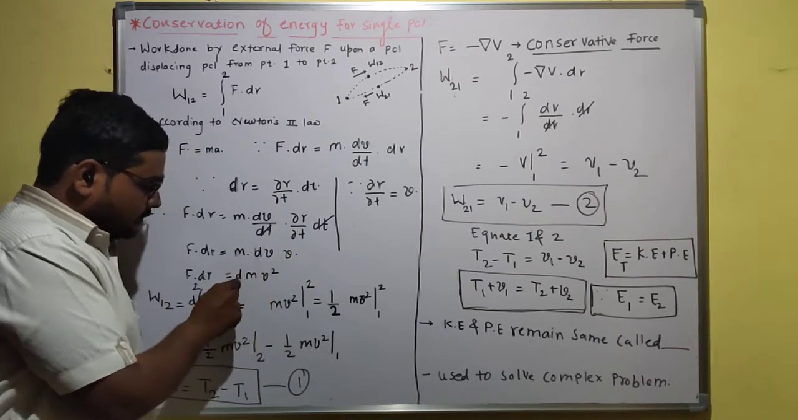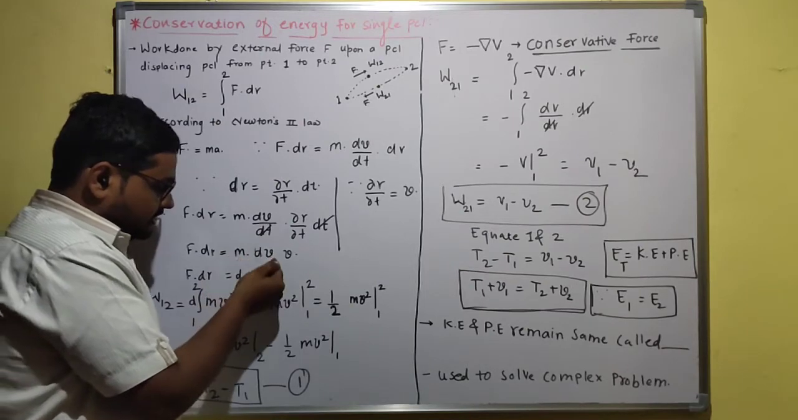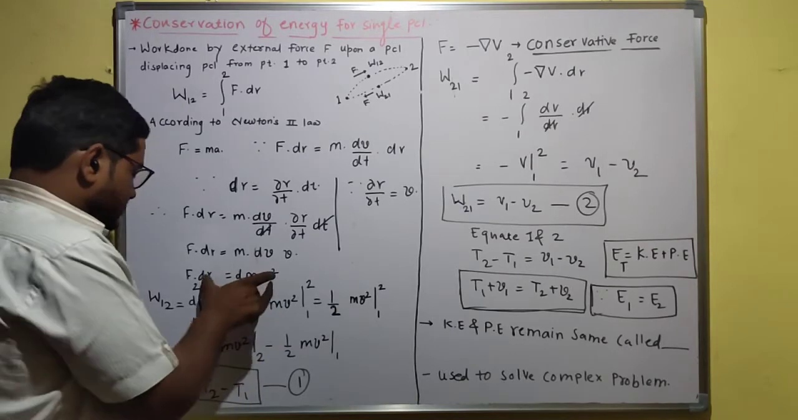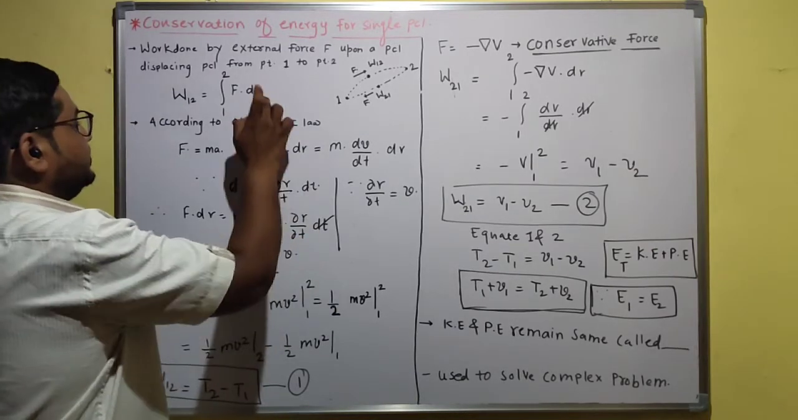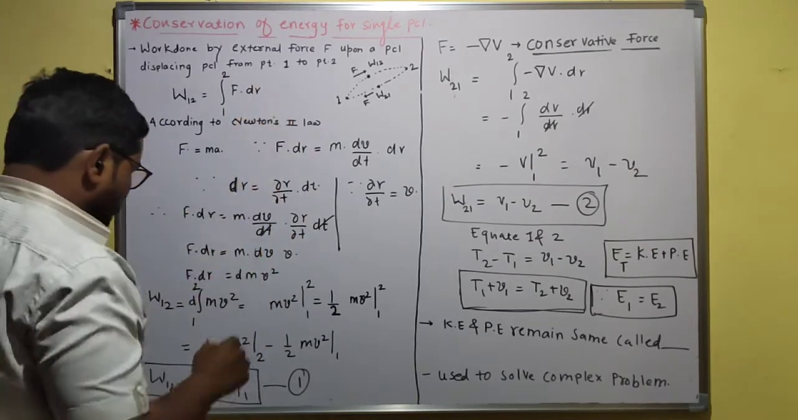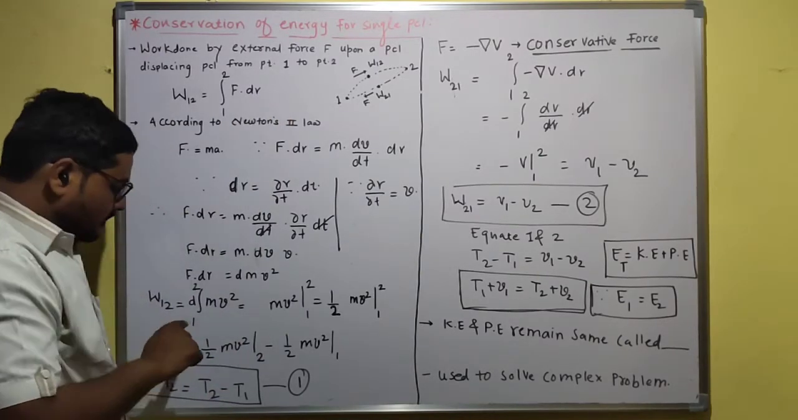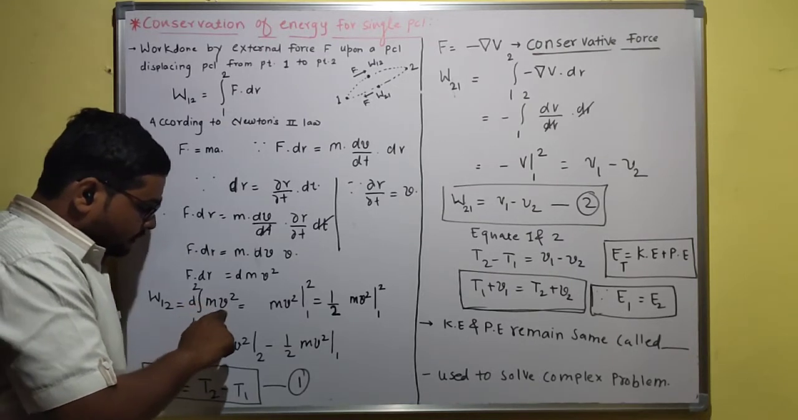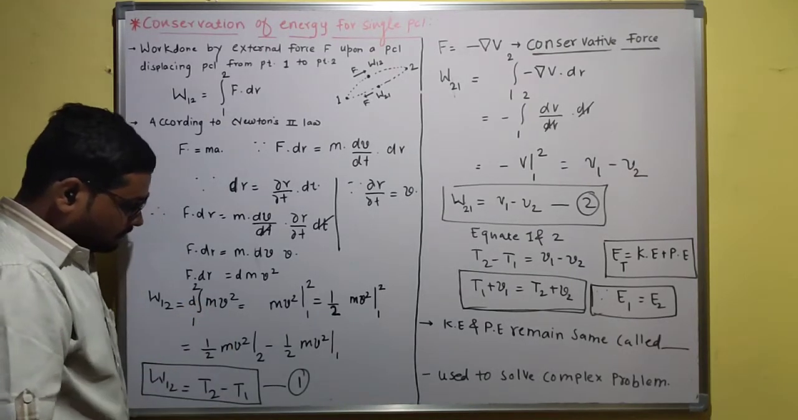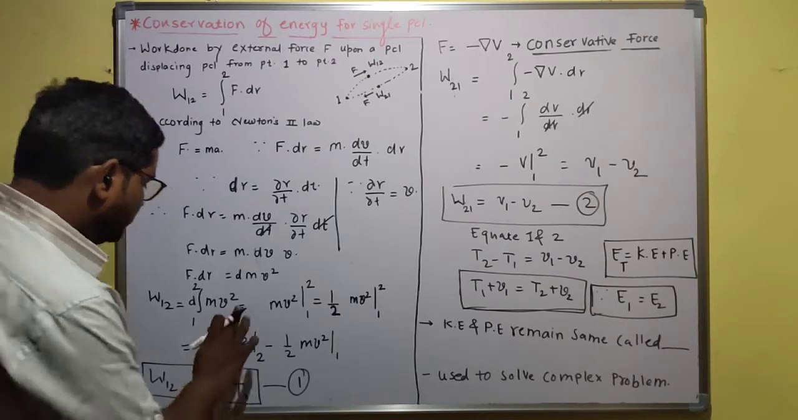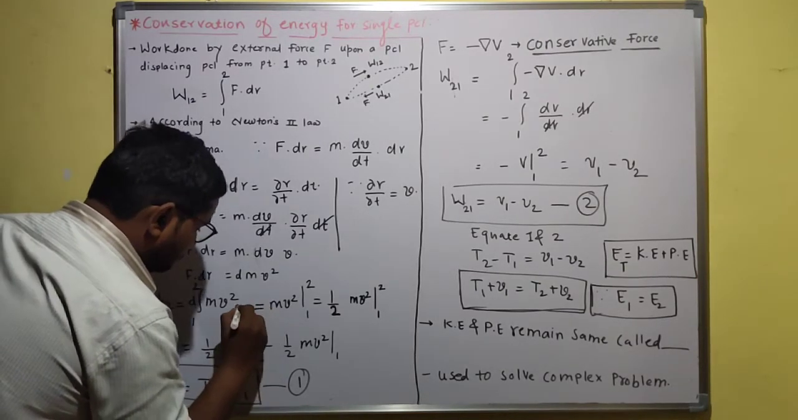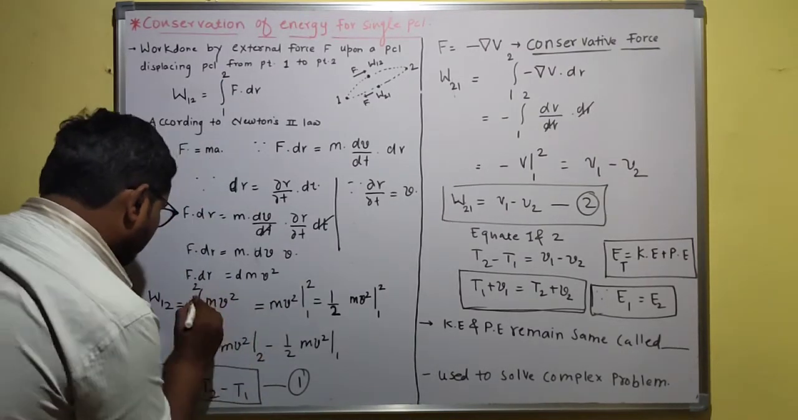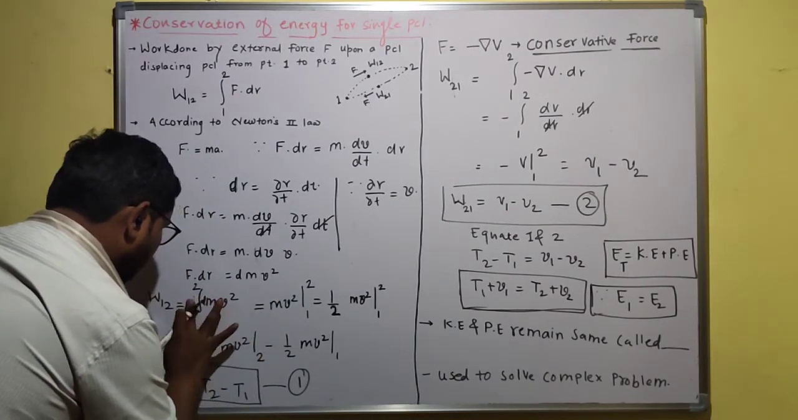Just take this d outside and take this m inside. What will we get? d of half m v square. Just take this whole value and put it in the equation here. So what will we get? Work done from point 1 to 2 is equal to the integral from 1 to 2 of d of half m v square.